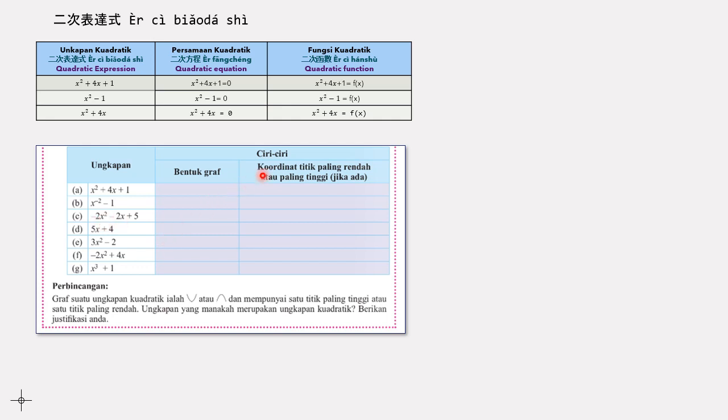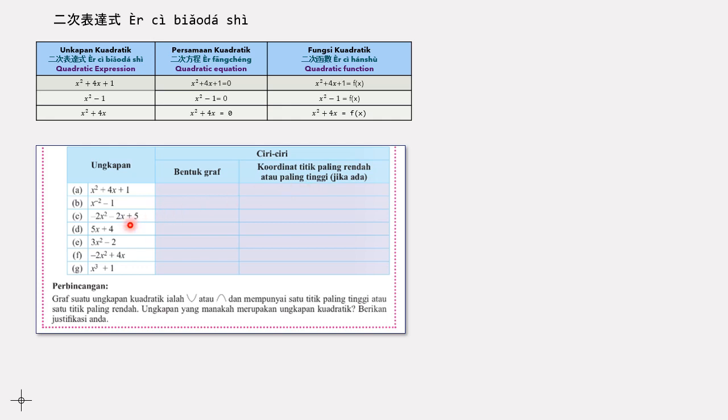Now coordinate, what is coordinate? Coordinate is a pair of values given for x and y in order to locate a point, a point that is within the graph. Coordinate, titik paling rendah atau paling tinggi, depends on whether it is a smiley curve or a sad curve. Sad is negative. Positive, that is smiley face. So positive or smiley face, you always have titik paling rendah, the minimum point.